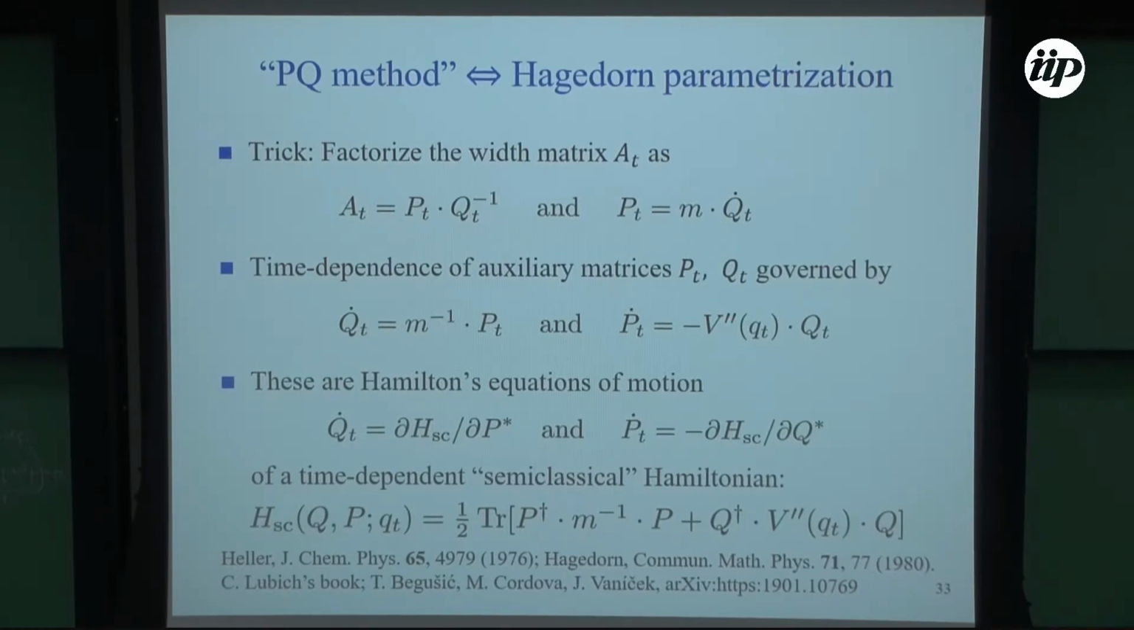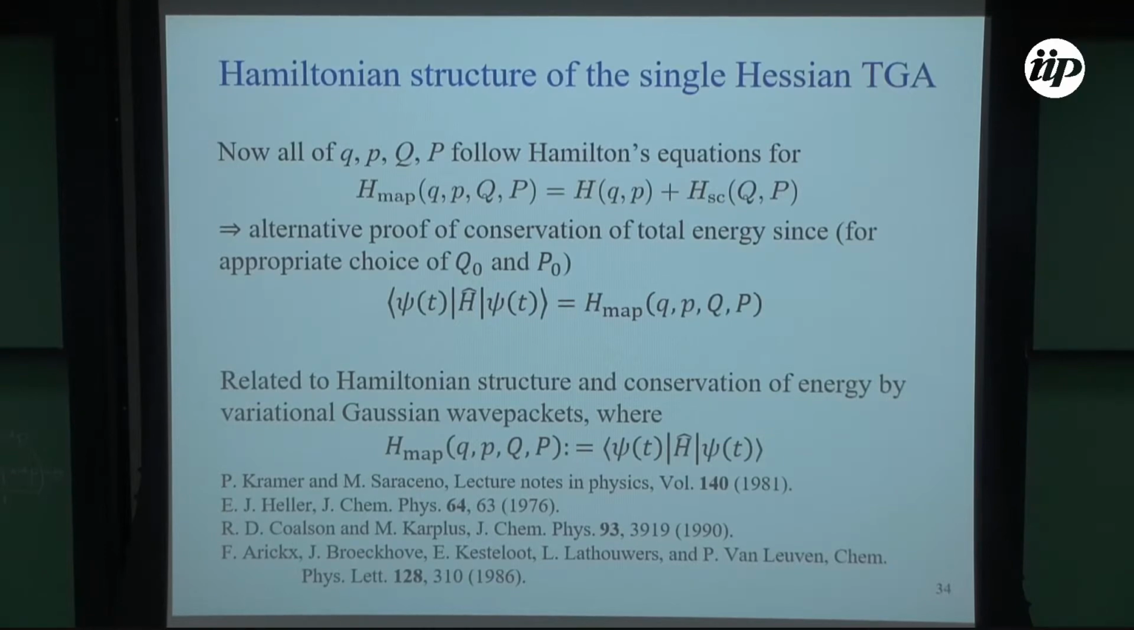It turns out these are Hamilton's equations of motion in the form of a more fancy Hamiltonian. Just notice that you have to use a complex conjugate of these matrices in the Hamilton's equations. This is generally true for complex Hamiltonians. But then you have this Hamiltonian for the new capital Q and capital P matrices. It's effectively time-dependent because it depends on the position of the wave packet. So again, we have not gained too much, just more understanding. But what is really amazing is that in the single Hessian approximation, the semiclassical Hamiltonian doesn't depend on the Q and P, so you can just add it together, and you get the Hamiltonian in four variables, and all the equations become Hamiltonian equations of motion of this new classical Hamiltonian.